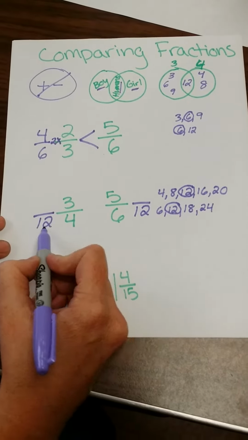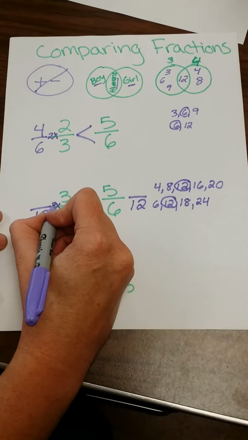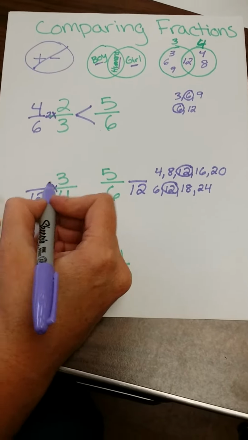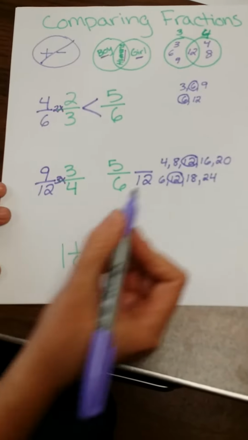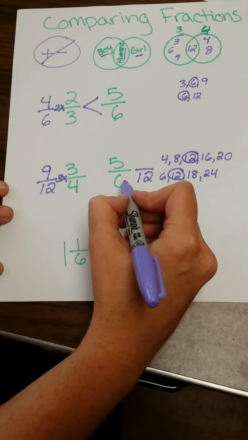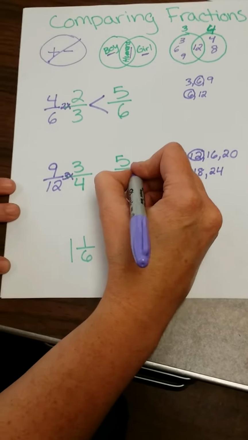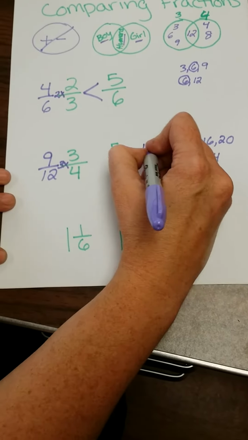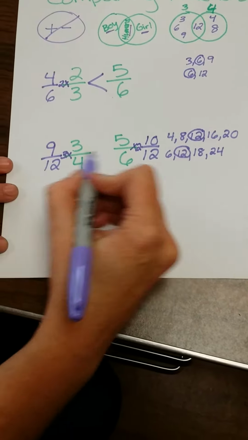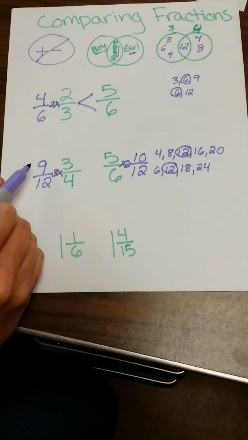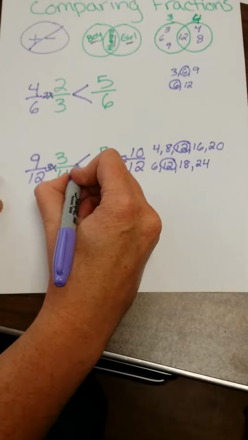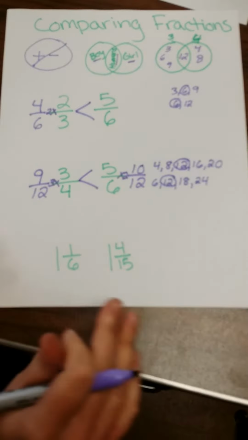How do you go from 4 to 12? You have to use it 3 times. If you use the 4 3 times, you have to use the 3 3 times, which would be 9. How many times do you use the 6? If you use the 6 2 times to get to 12, you have to use the 5 2 times, which would be 10. Now they're both the same, so we can compare them. Which one is bigger, 9 out of 12 or 10 out of 12? Well, 10 out of 12 is bigger.